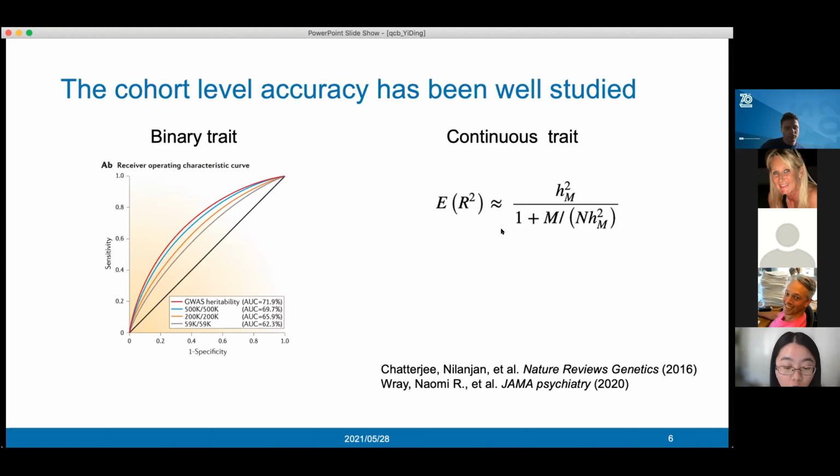There are also squared correlations for continuous traits, and people will usually compute a squared correlation between the PRS and the phenotype to see how well it can predict the phenotype. And usually the cohort-level accuracy of PRS is bounded by the heritability.